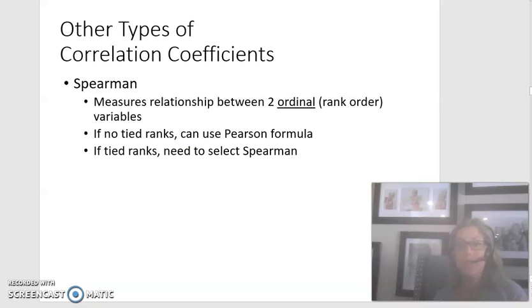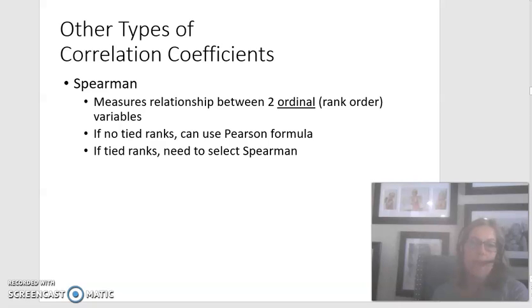Other types of correlations you can do: Pearson is for interval or ratio data. If you have two ordinal variables, rank order data, and you're interested in relationships, you would run a Spearman. If you have two nominal variables, you would run a chi-square. A chi-square does talk about relationships. Chi-square is the next chapter, which we're unable to get to this semester in spring 20. But it is another way of looking at relationships.